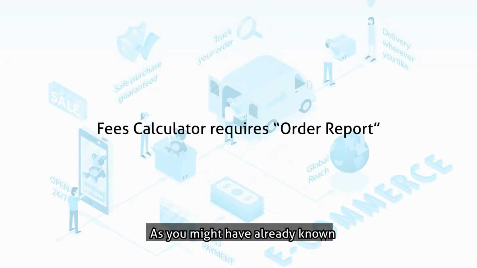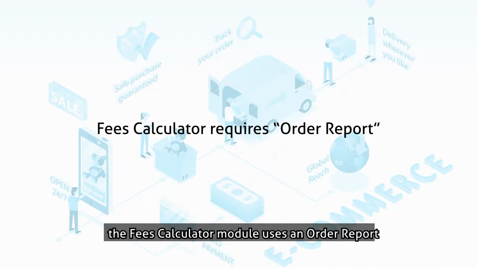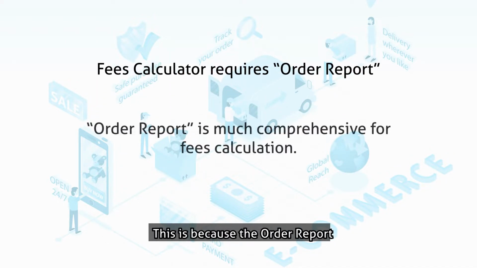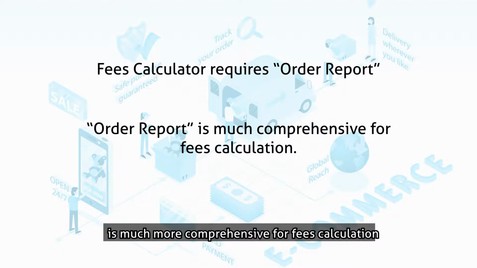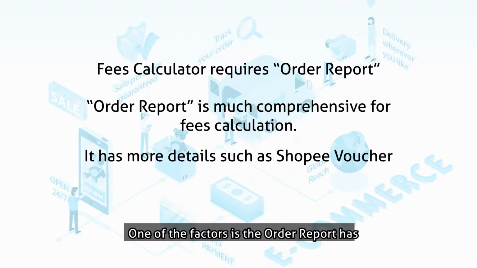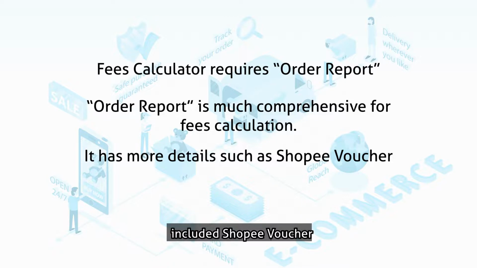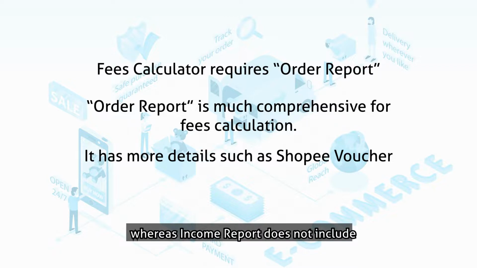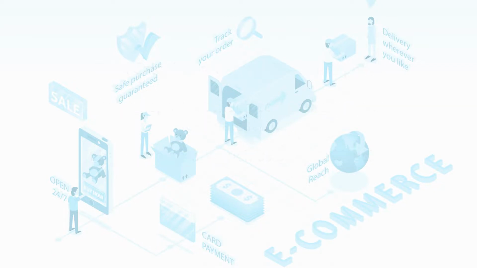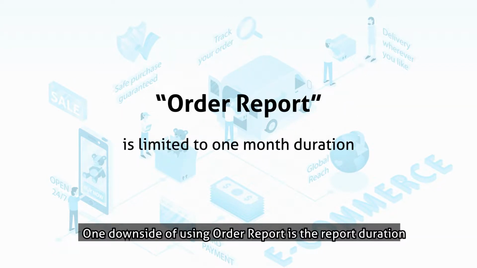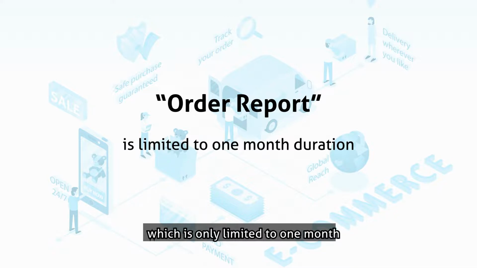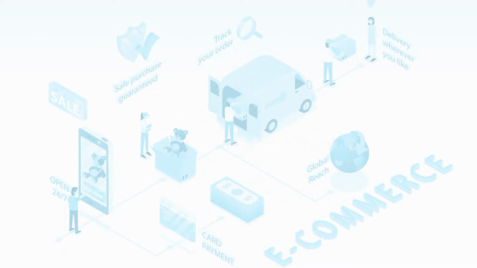As you might have already known, the Fees Calculator module uses an order report. This is because the order report is much more comprehensive for fees calculation. One of the factors is the order report has included the Shopee voucher, the voucher discount borne by Shopee, whereas income report does not include. One downside of using order report is the report duration, which is only limited to 1 month.